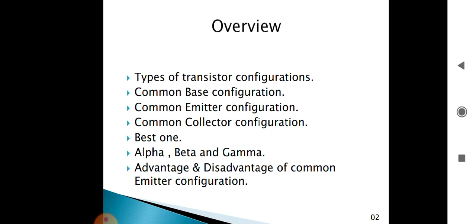Now all of you know what is an active component. Active component means it is able to produce a gain. It is also used in the amplification process, and amplification means converting a weak signal into a strong signal. So the transistor's application is as an amplifier, and it is an active device because it produces voltage and current gain.